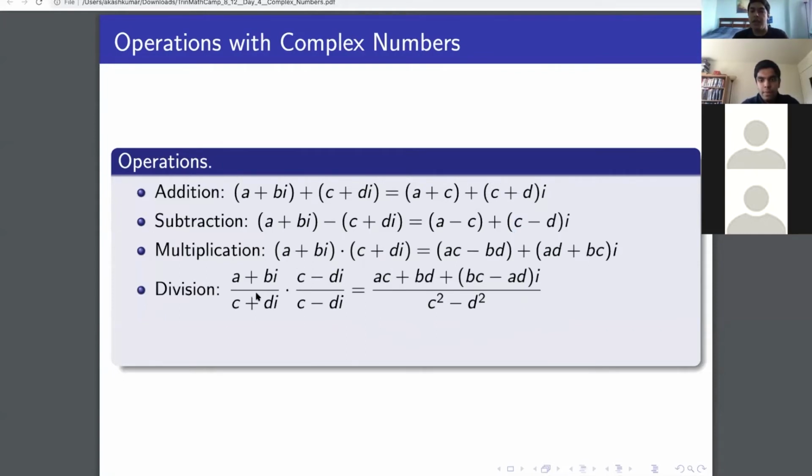So division, it probably won't come up as much. If you understand addition, subtraction, multiplication, that's already great. But we'll just talk about division very quickly anyway. So if you have a complex number divided by a complex number, it's not immediately obvious that that's another complex number, but it is. So what you do is you multiply by the conjugate of the denominator.